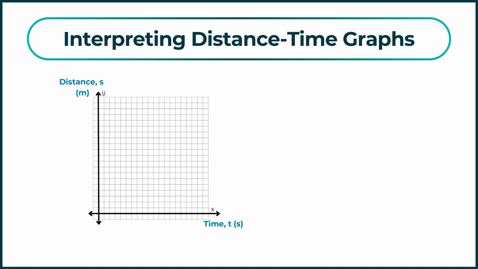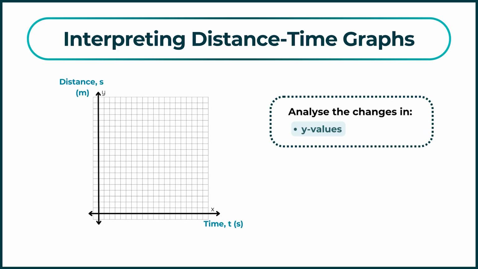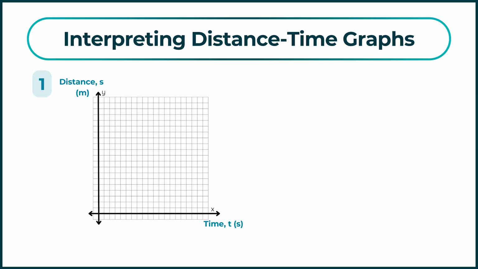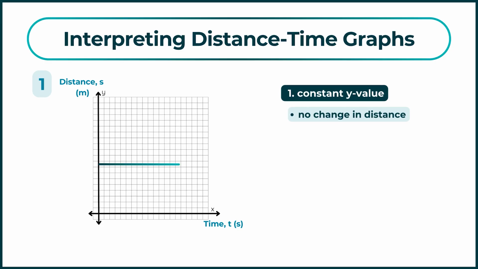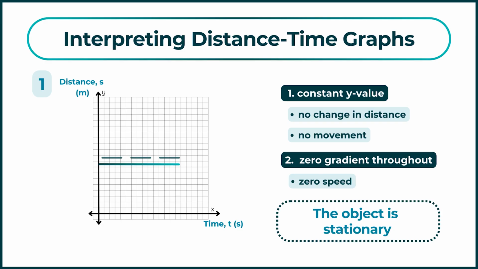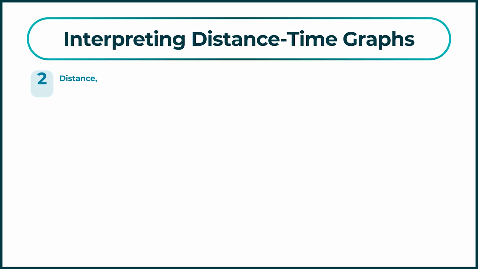Let's examine 5 different distance time graphs by analyzing how the y values and the gradients of the lines change as x values increase. Remember, the gradient of a distance time graph represents speed. In the first graph, the y value remains constant, meaning the distance doesn't change. There is no movement. The gradient is 0 throughout, indicating 0 speed. This shows that the object is stationary.